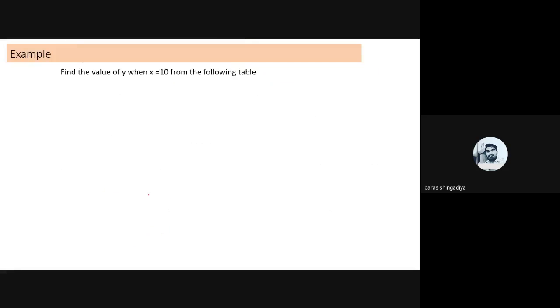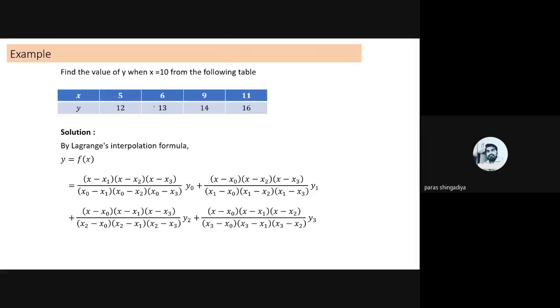After that we discussed the second example. In this example, four values are given in this table. By using Lagrange interpolation, here the method is not mentioned, but we can easily predict which method is suitable for this data: 5, 6, 9, 11. So it is unequally spaced data. Here we'll apply Lagrange interpolation to predict the answer. First we'll define this formula, and it's very easy now to predict each and every step.